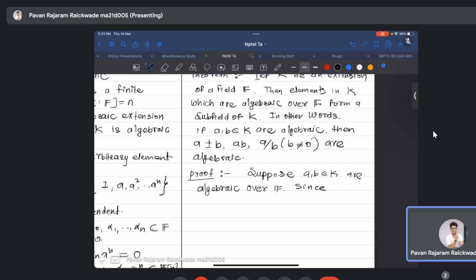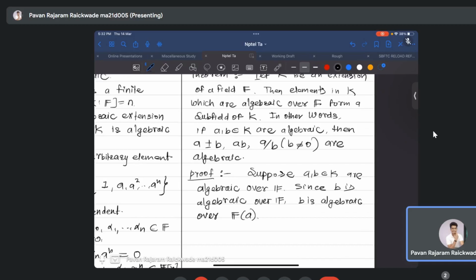Okay, since B is algebraic over F, it is also algebraic over F(A). Now F(A) is a superfield, right? Since B is algebraic over F, what you have is B is algebraic over F(A). What do I mean by that?